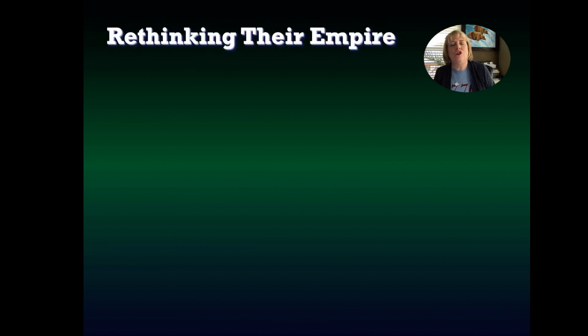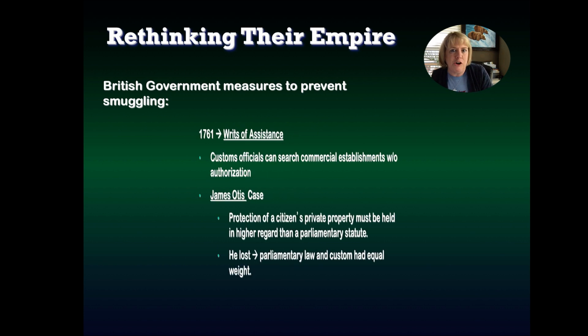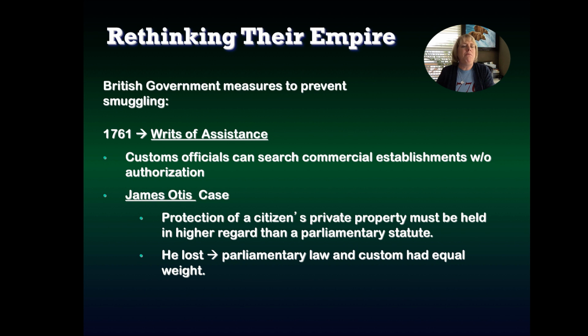And so they're going to start looking at their empire and wondering if the economic advantage is not as strong as we thought it was. So these things we've been overlooking, like smuggling and ignoring the Navigation Acts, maybe we should step in and take a little bit more control. Even before the war ended, the British government started to exert more control on the colonies.